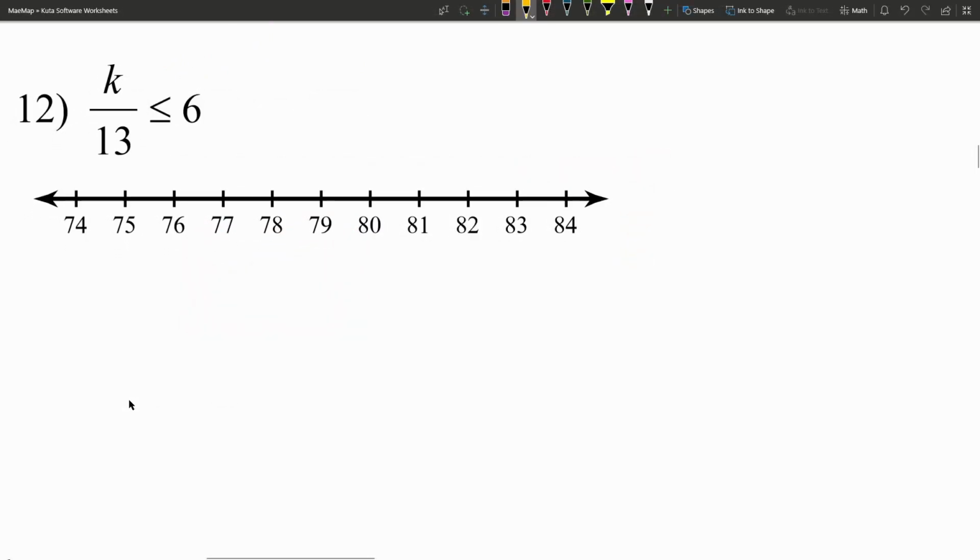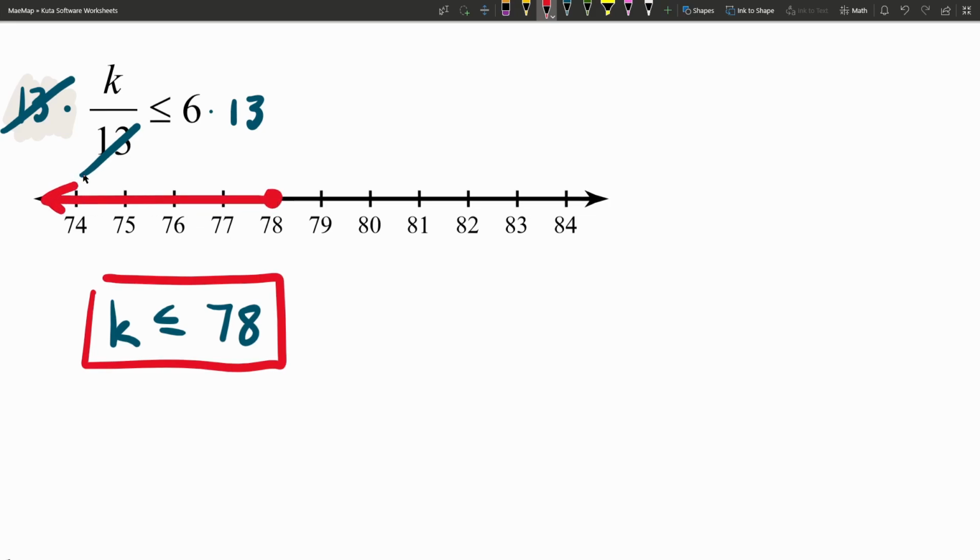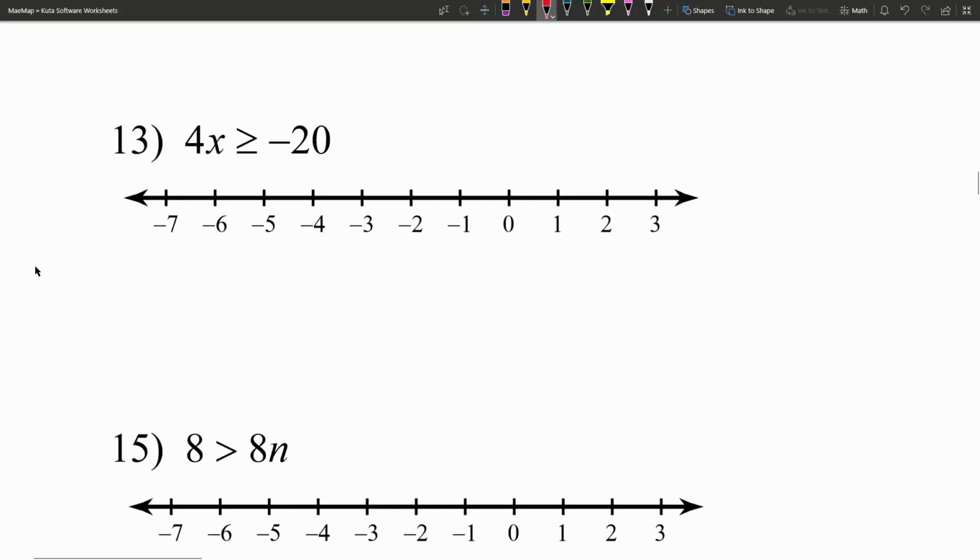For number 12, k divided by 13 is less than or equal to 6. We'll start by multiplying both sides by 13. And when we do so, 13 cancels out with 13, so we get that k is less than or equal to 6 times 13. 6 times 3 is 18, and we're adding that to 6 times 10, which is 60. 18 plus 60 is 78. So we get that k is less than or equal to 78. So we're going to locate 78 on our number line, circle it, fill it in, and shade everything to the left. Now it's time to move on to our second page.